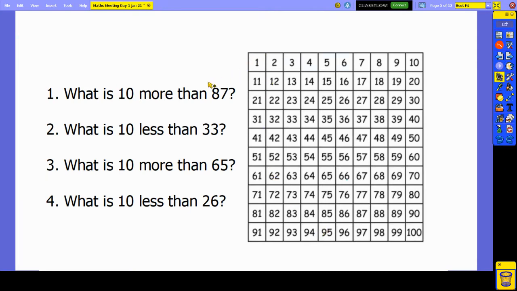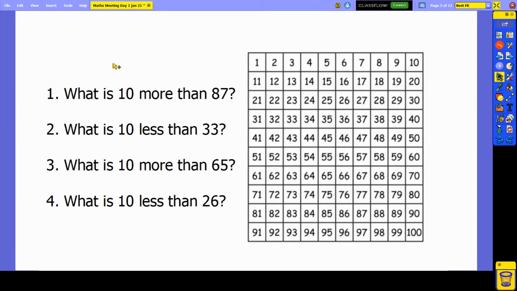I've got 4 questions using my 100 grid. I'm going to read the questions to you, and then you need to pause your video to answer all the questions. So number 1, what is 10 more than 87? Number 2, what is 10 less than 33? And number 3, what is 10 more than 65? And number 4, what is 10 less than 26? So pause your video and read the questions carefully.